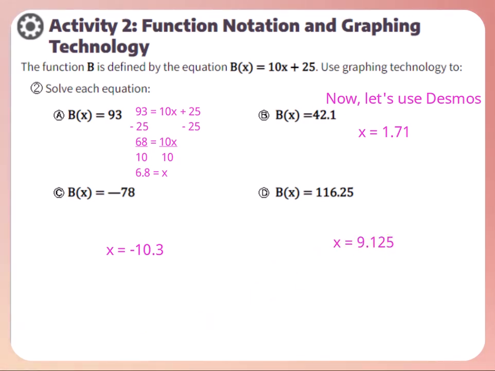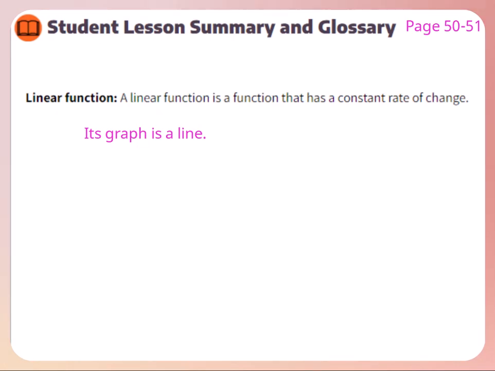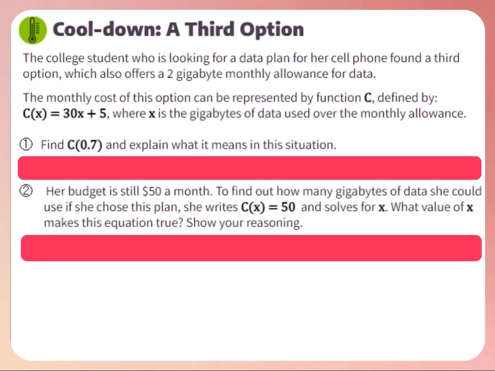All right, go to the student lesson summary and glossary on pages 50 through 51, and then highlight the vocabulary. Really take some time to read that and understand what each word means. We're talking about linear functions. Linear functions are graphs of lines. Make sure that you're doing the cool down for both lessons 5 and lesson 6 before you leave class.